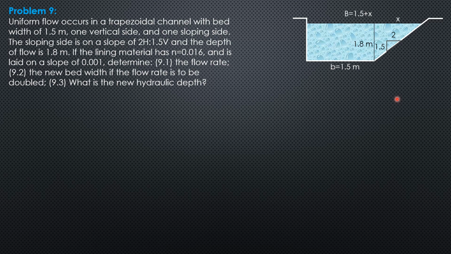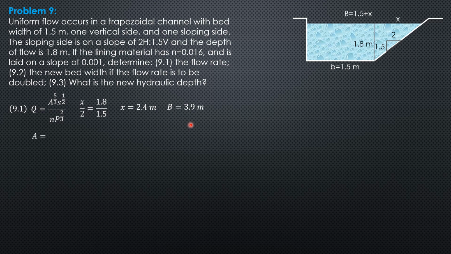So the formula you use is Q for discharge: Q equals area to the 5/3 times slope to the 1/2 over n times perimeter to the 2/3. So that will just compute for area and wetted perimeter. From the figure, x over 2 equals 1.8 over 1.5. Solving for x is 2.4. So this top width would be 1.5 plus 2.4, so 3.9 meters.